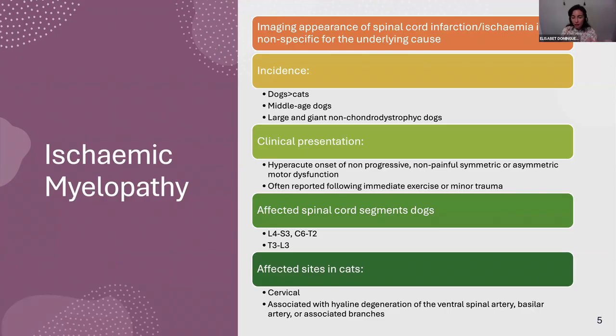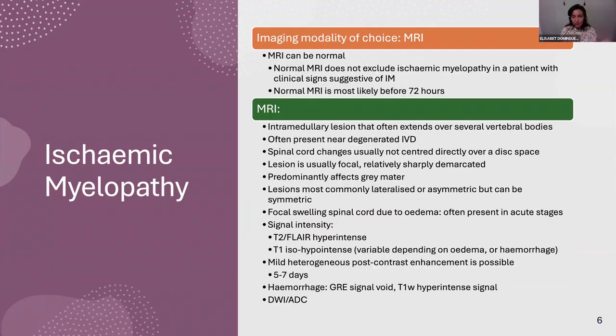And in cats, we have also some information that says that this kind of ischemic myelopathy is commonly associated with hyaline degeneration of the ventral spinal artery, basilar artery, or in the branches of these vessels. The imaging modality for ischemic myelopathy in this case will be MRI, and this is mainly because the lesion will be intramedullary.